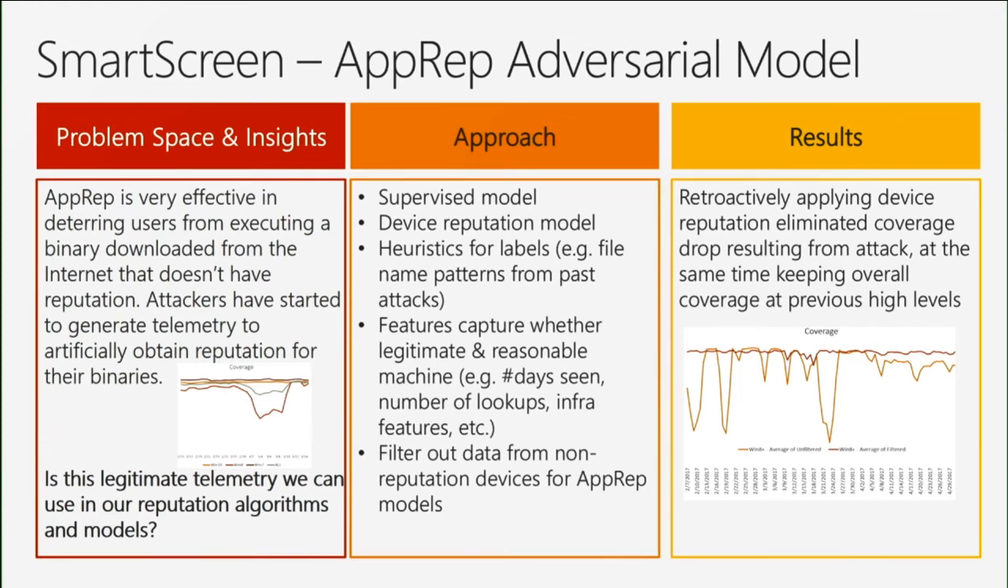So what we've done is build a device reputation model. Again, it's a supervised model that basically says, do we trust this machine to be a real machine? And then basically we utilize that information to filter out telemetry from non-reputable machines before we utilize it in downstream training sets. And some of the features that we use in the model are quite straightforward, like how many days have we seen that machine? Is the download behavior of that machine within normal parameters?